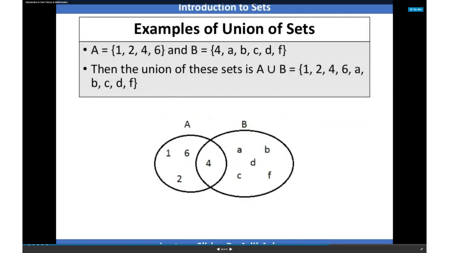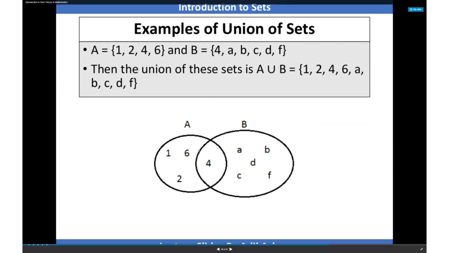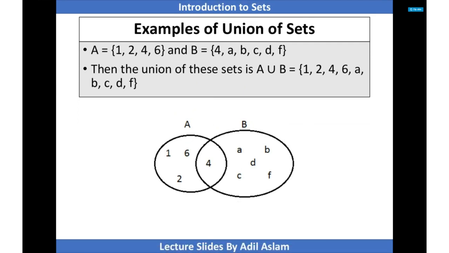So examples of union described further. So look at set A and set B. The only thing they share there is 4. So it is only 4 that is going to be in the intersection point of the two circles. Where the two circles intersect, that's where the 4 is going to be, because it's only 4 that is shared between A and B.